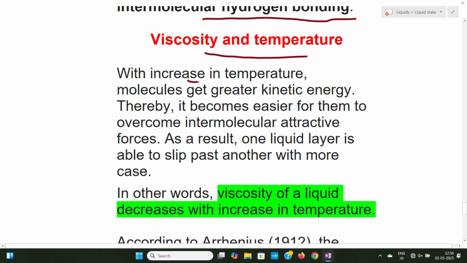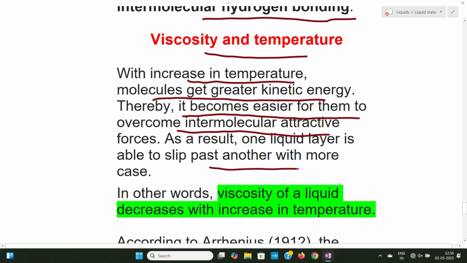Here we have, with increase in temperature, molecules get greater kinetic energy, thereby it becomes easier for them to overcome intermolecular attractive forces. As a result, one liquid layer is able to slip past another with more ease. In other words, viscosity of a liquid decreases with increase in temperature.